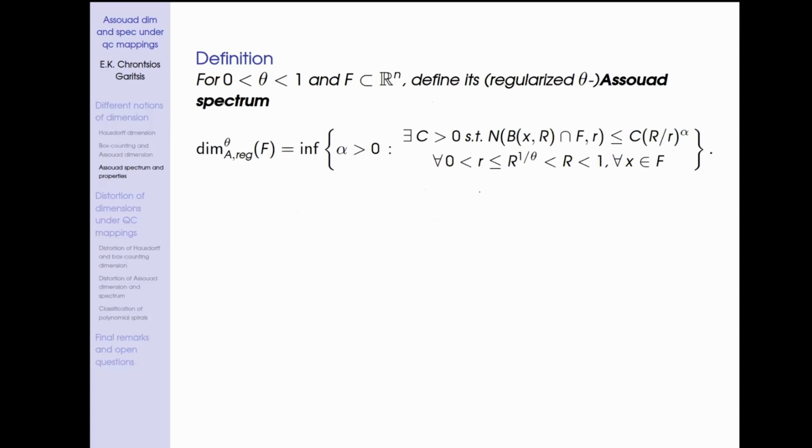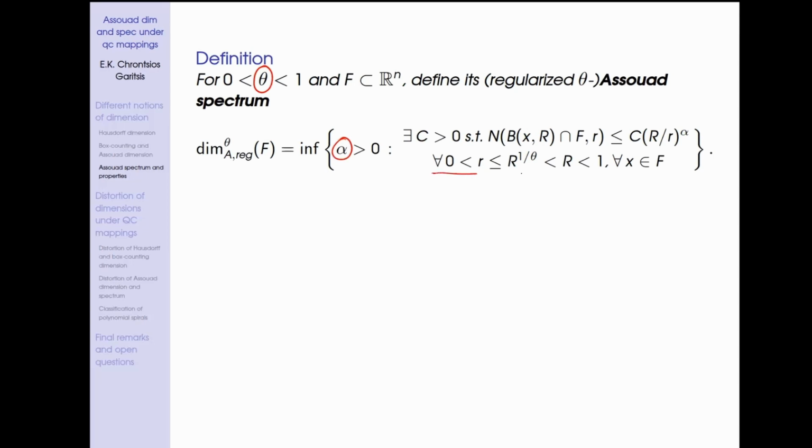Now, the breadth, we're not done with the dimension notions yet. There is still the Assouad spectrum. Now, the Assouad spectrum is a set of many dimension values, and we get it by fixing first some theta between 0 and 1, and we define the regularized theta Assouad spectrum, which I will be calling just Assouad spectrum from now on, to be the infimum of all exponents alpha, for which again the same thing holds true as in this definition of the Assouad dimension.